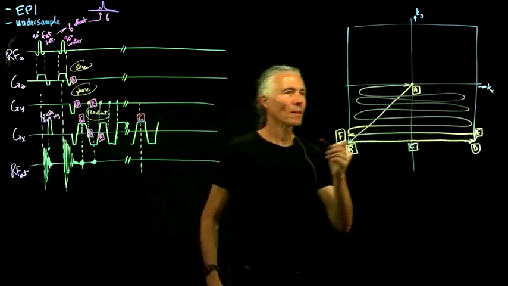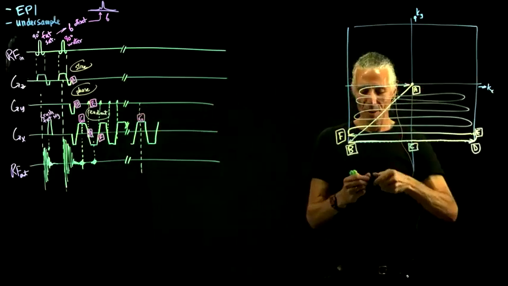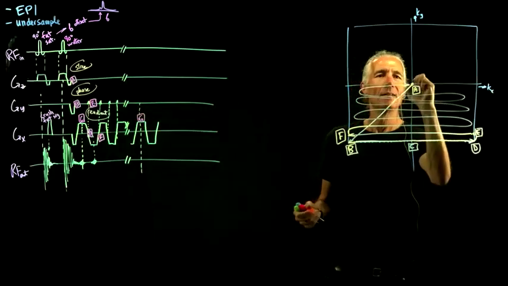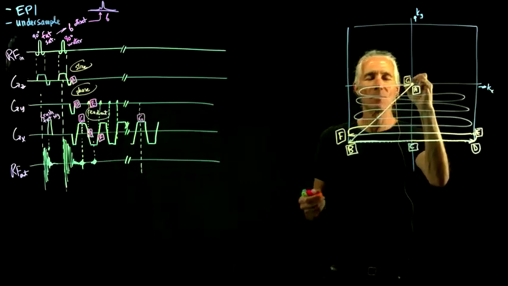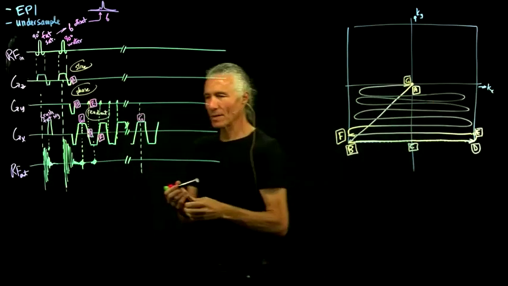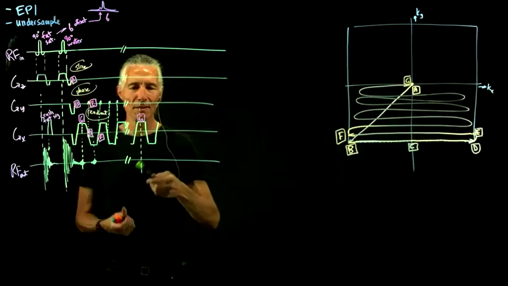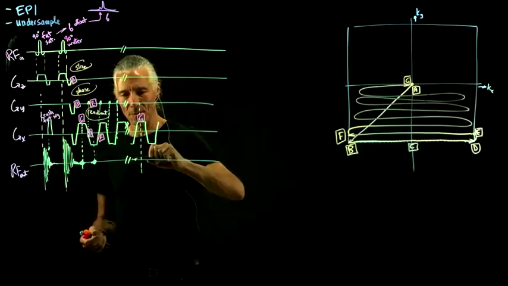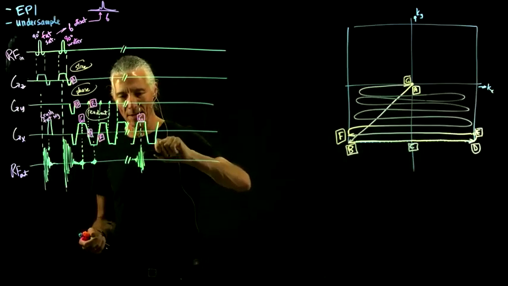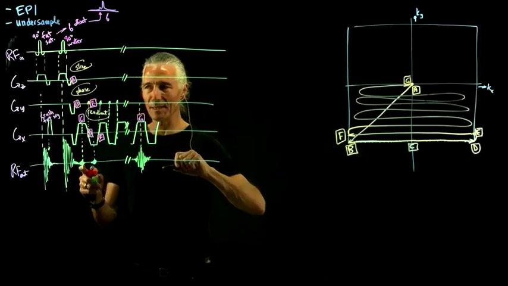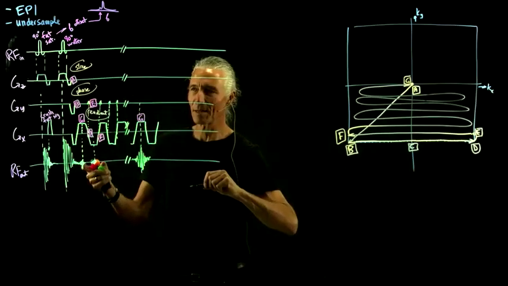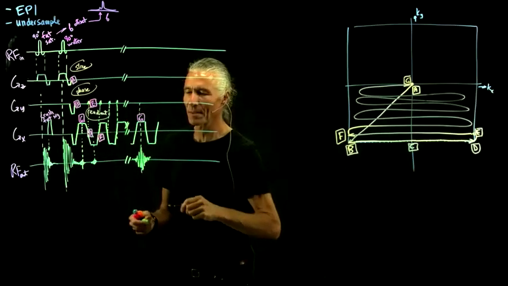So now we're at point G over here, and that's when we get our biggest echo. If you look down here, this will be an actual big echo. It'll be bigger than these because these were more dephased, since they were at higher k-space.